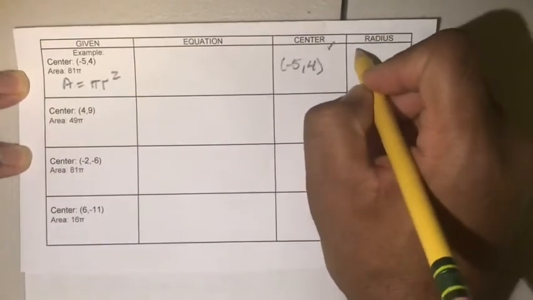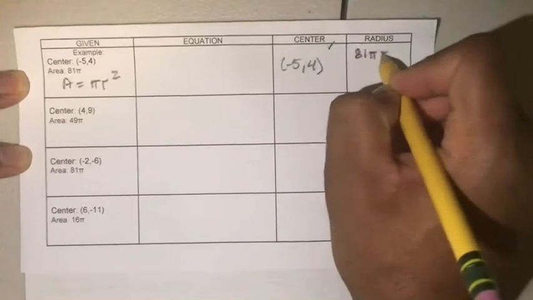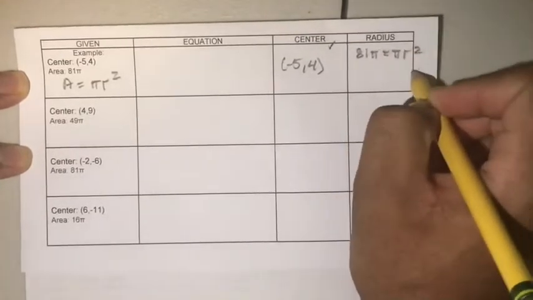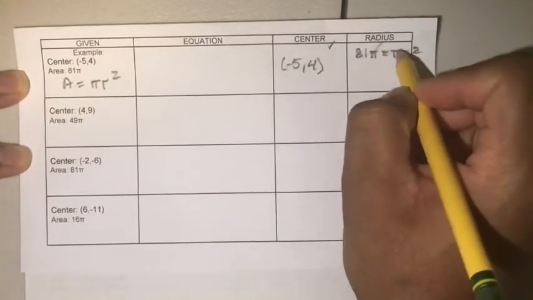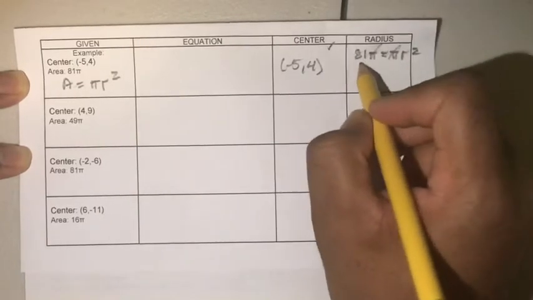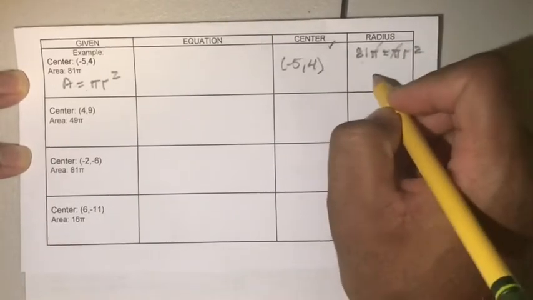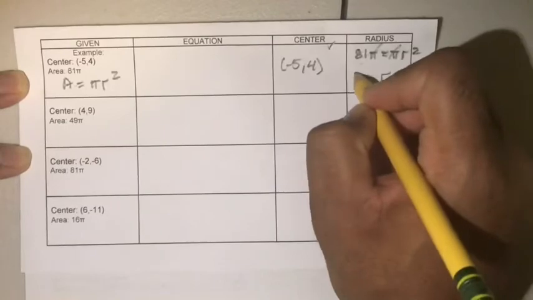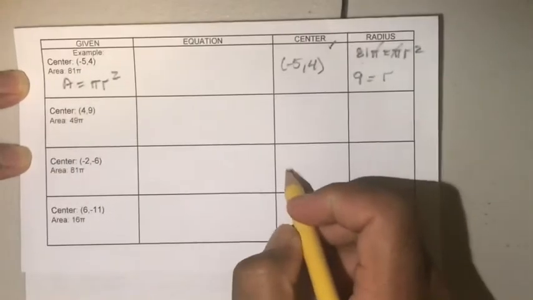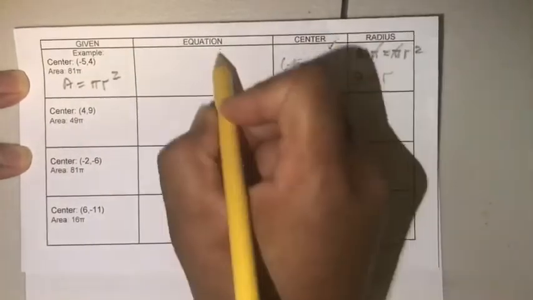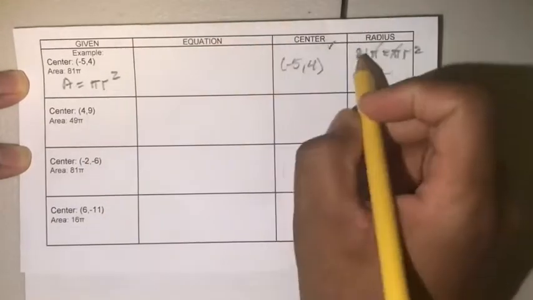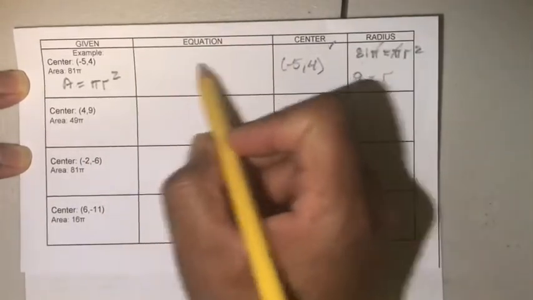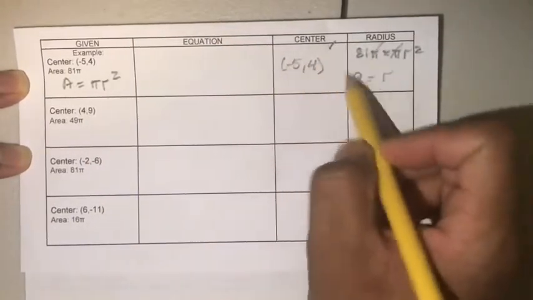So that means this 81 pi is equal to pi r squared. Well, I can divide by pi. Those cancel out. So 81 is the radius squared. Well, we know the square root of 81 is 9. So I do now have the radius. And now that I have the center and the radius, I can write the equation. Notice the order here. I don't bother trying to write the equation until I have both the center and the radius.